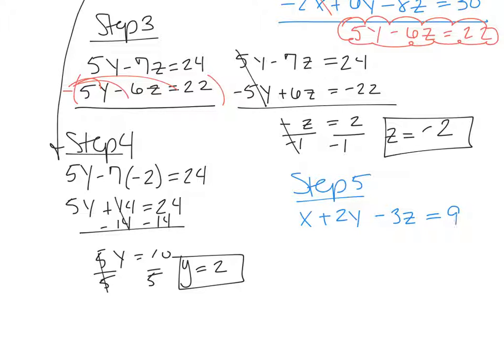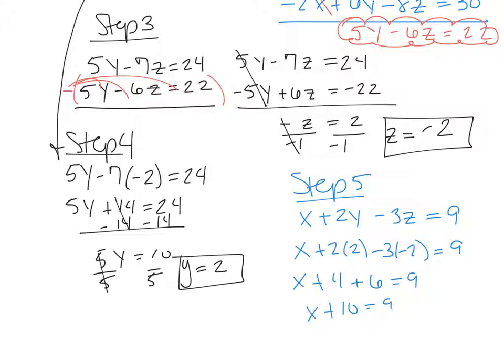I'm going to plug in what I know. I'm looking for x. The y value is 2. Minus 3 times negative 2 equals 9. This becomes x plus 4 plus 6 equals 9. That becomes x plus 10 equals 9. And I'm going to subtract 10. And I end up getting my value of x equals negative 1.